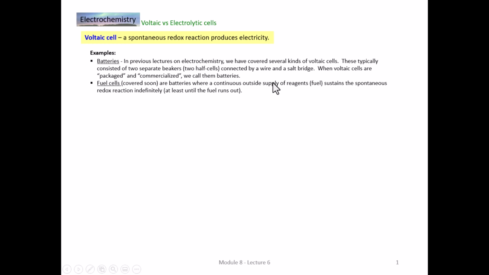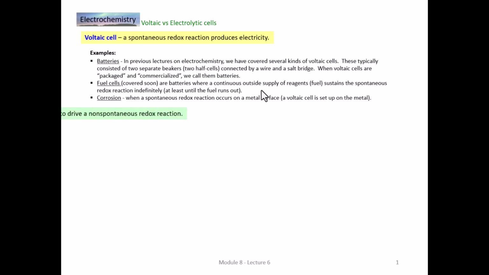Fuel cells are another type of voltaic cell. These are batteries where instead of having all the reagents self-contained, there's a continuous supply of reagents from the outside, or fuel, that sustains the spontaneous redox reaction indefinitely, or at least until the fuel runs out. Corrosion is a process that we're all quite familiar with, but corrosion also is a type of voltaic cell when there's a spontaneous redox reaction that's set up on a metal surface.